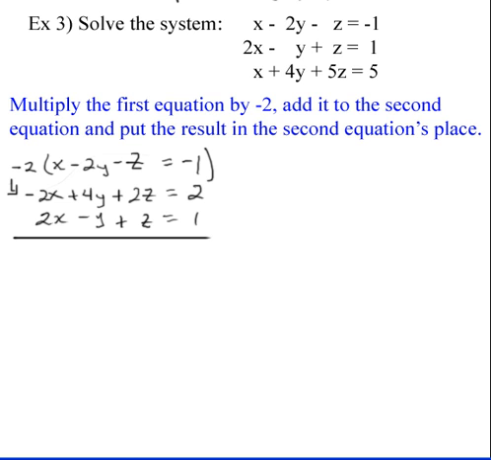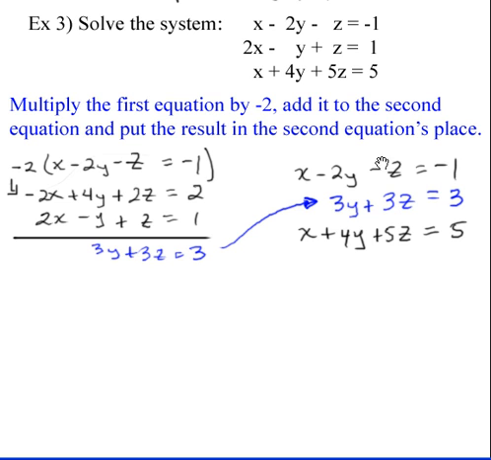-2x plus +2x drops out. 4y minus y is 3y. 2z plus 1z is 3z. 2 plus 1 is 3. And we're going to take that result of combining the first two equations and replace the second equation with that. Because again, our goal is that the second equation contains only y and z.